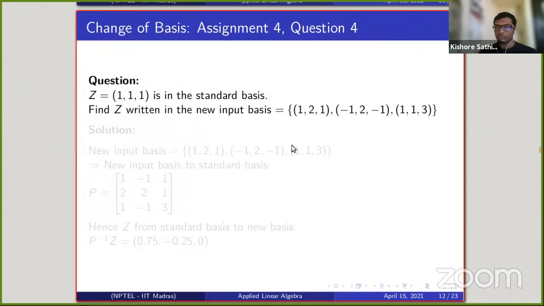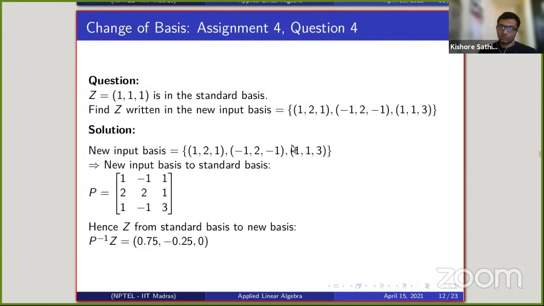Next. All right, so now the previous question was actually the most tricky one from the questions 3, 4, and 5. Now that we have that, these next two questions are much easier. So the question now is, we have Z, which is (1, 1, 1). It's given in the standard basis, and we have to write it in the new input basis. So next, we know it's quite simple now to convert from the new input basis to the standard basis.